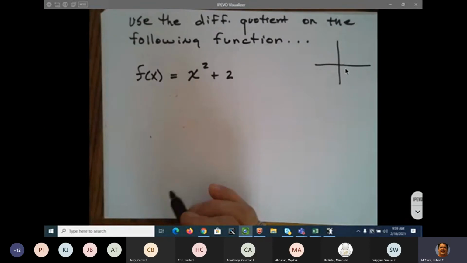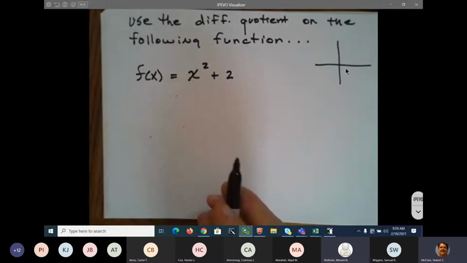But what is that plus 2? Is that a vertical or a horizontal shift? Horizontal. No, it's got to be attached to the x. It's got to be within the square to be a horizontal shift. Oh, vertical. Sorry, I just woke up, Hubert.